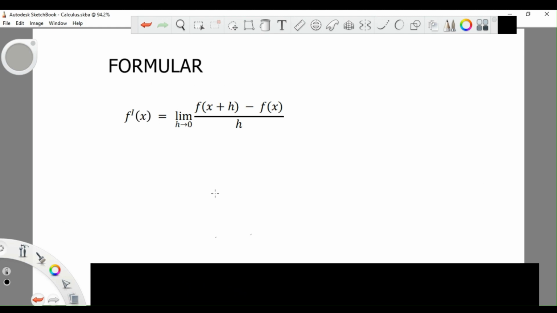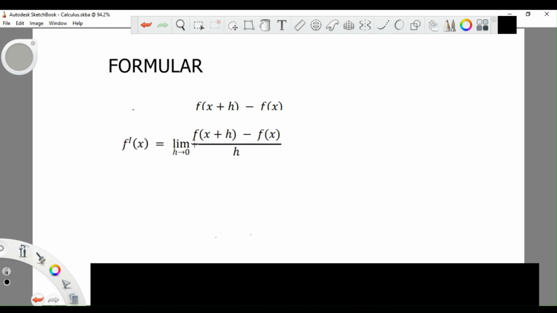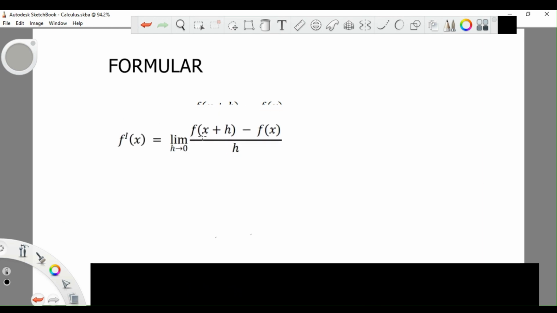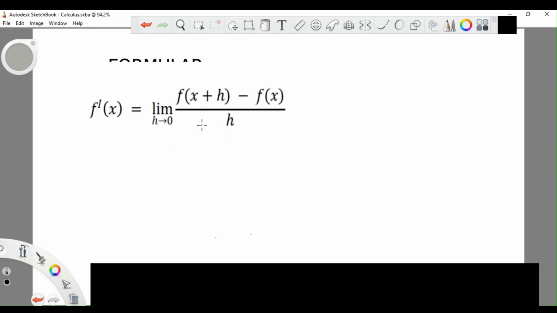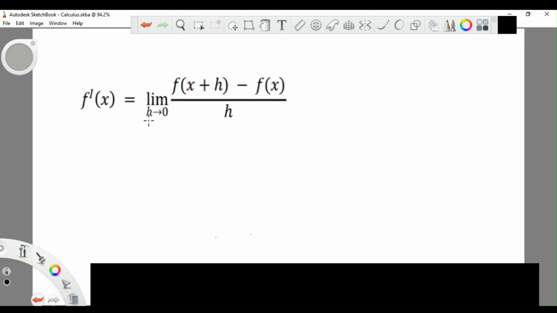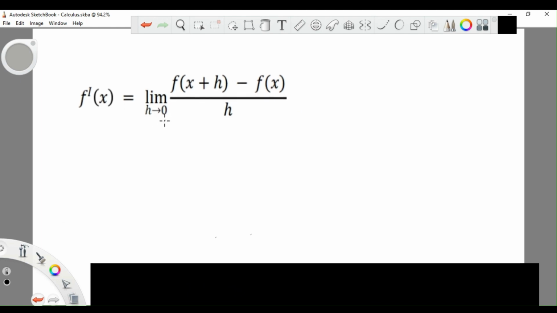This is one of the formulas we use to find the differentiation from first principles. It is given as the limit as h tends to 0 of f of x plus h minus f of x, over h. For us to use this formula, we have 4 steps.